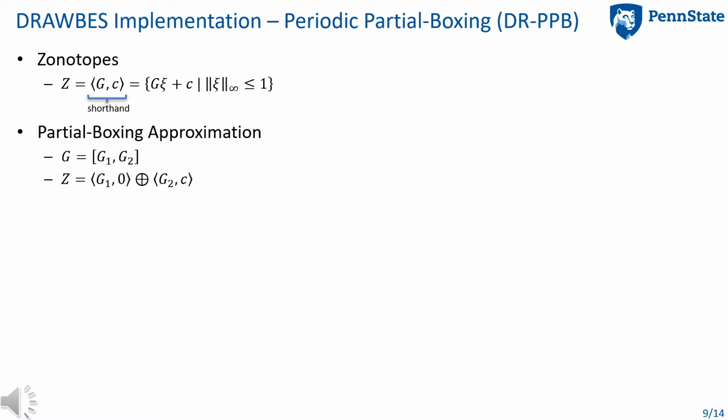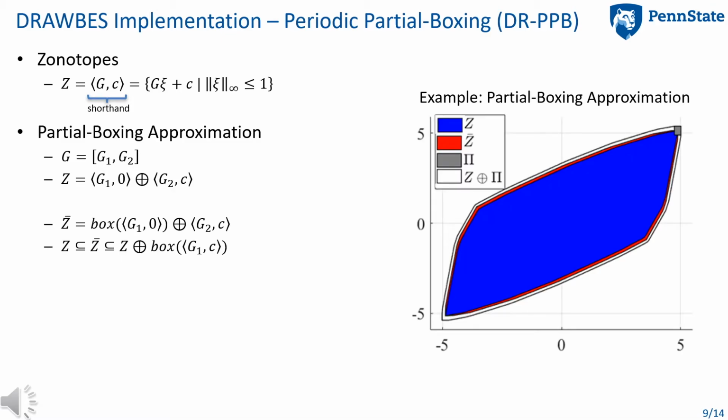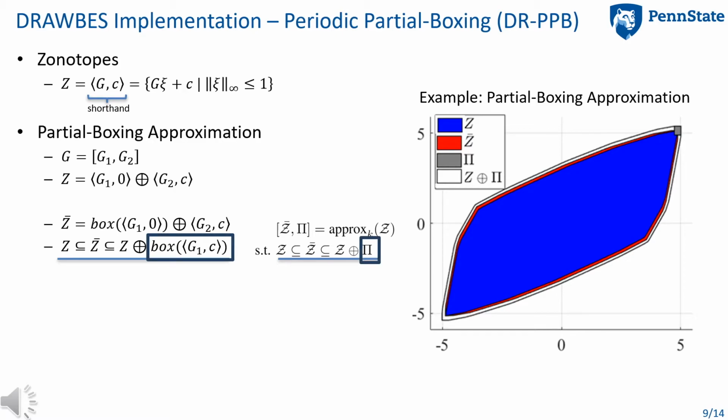An over-approximation of Z can then be generated by over-approximating the first of these zonotopes with an interval hull using the boxing operator. The containment condition that follows is easy to prove by splitting Z into the two zonotopes as shown previously. By comparison to the approximation operator previously defined, the partitioned zonotope that was over-approximated is a valid approximation error set.